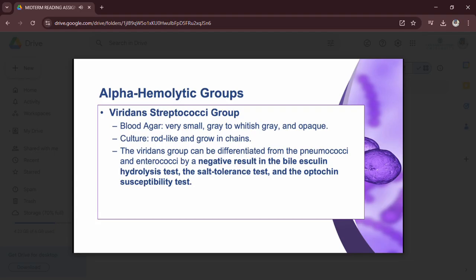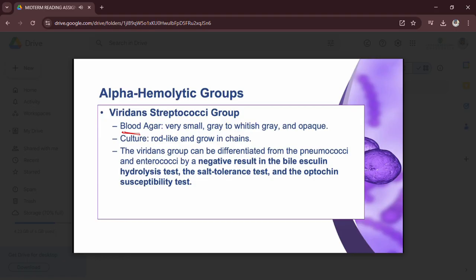Still under your alpha hemolytic groups, we have the viridans streptococci group. Although these organisms have few virulence factors and are constituents of the normal flora, when they are introduced into tissues through either dental or surgical means, they can also cause severe infections. The most serious complication of all viridans infections is subacute endocarditis.